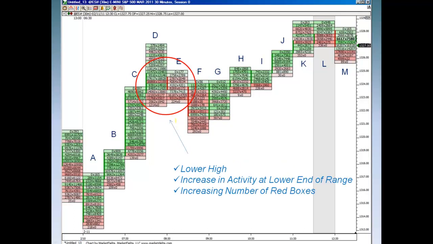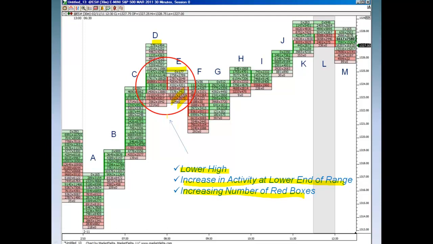I'm going to re-emphasize the three key things that highlight for us that in fact we have a transition. Notice the lower high on E from D, increased activity at the lower end of the range. So the market is really starting to facilitate trading to the low side, and an increasing number of red boxes in period E.